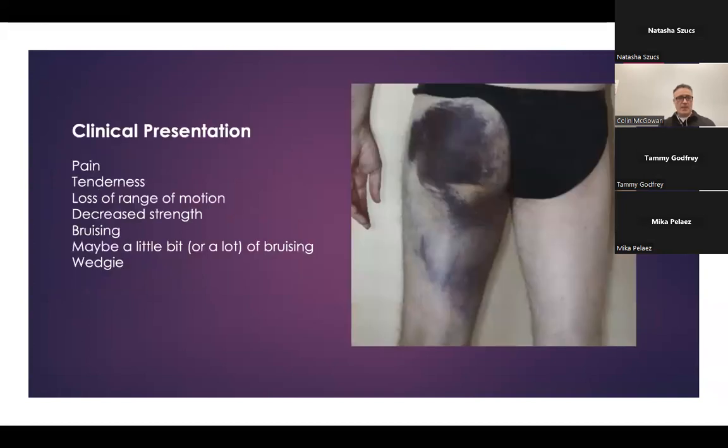And this one, clinical presentation: pain, tenderness, loss of range of motion, bruising, decreased strength. You can have a little or a lot, and apparently it gives you a wedgie as well.